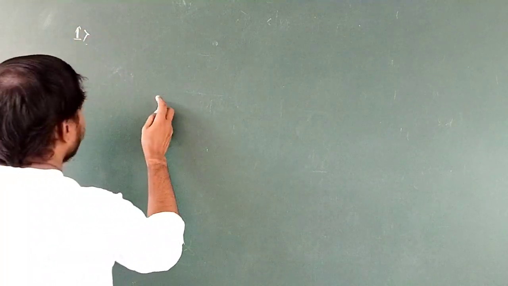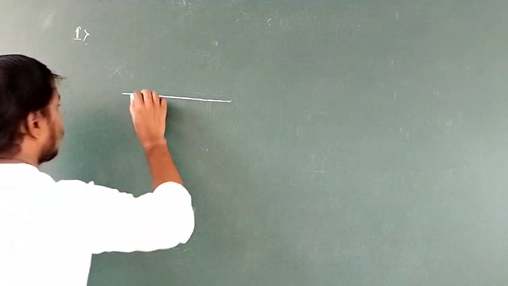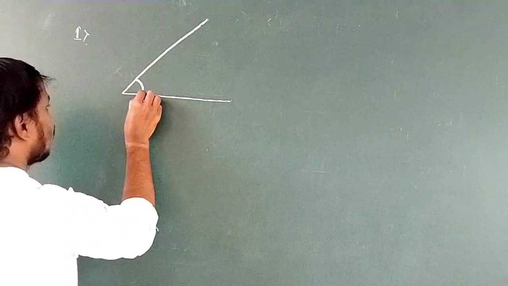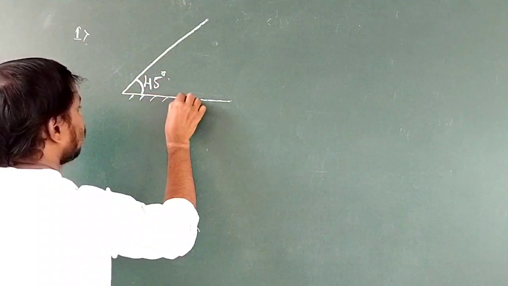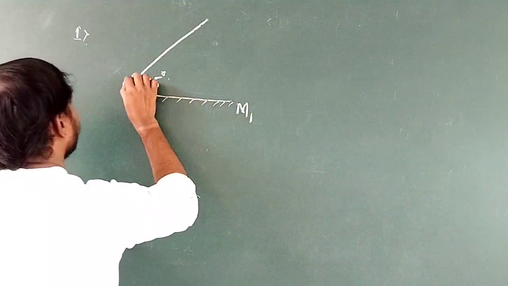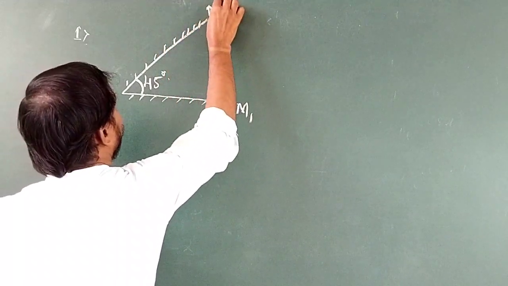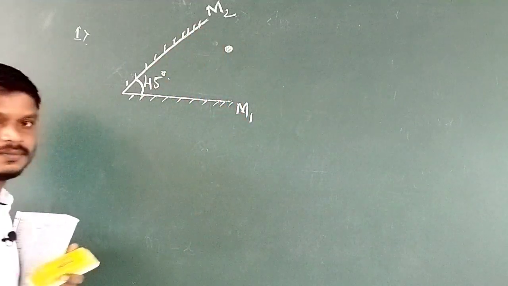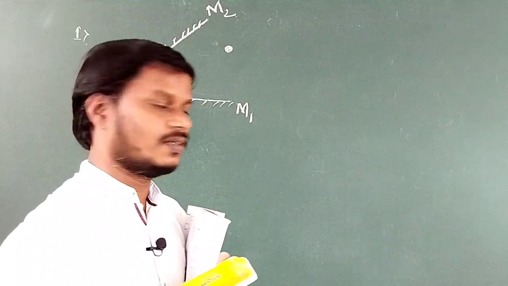So, there are how many mirrors? Two mirrors. Let us take it is a first mirror and it is second mirror, and both are inclined at an angle 45 degree. I will name this mirror as M1 and this mirror as M2. There is an object which is placed between them. We have to find the number of images formed by these two inclined plane mirrors.